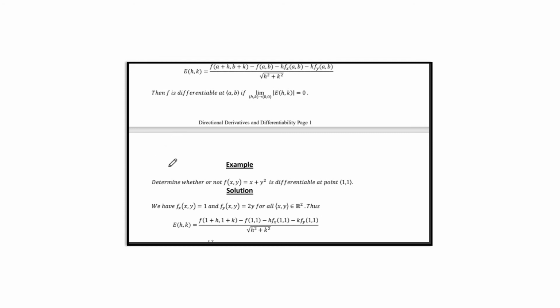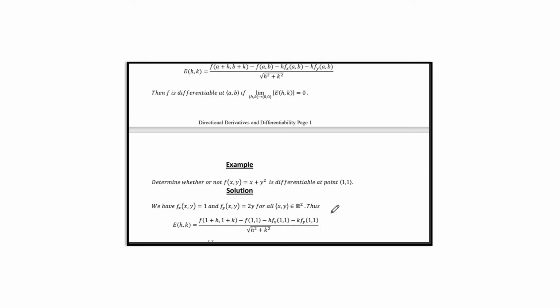So the question says, determine whether or not f of x, y equals x plus y squared is differentiable at point (1, 1). Right, so the first thing to do would be to find your partial derivatives. The partial derivative of f with respect to x just becomes 1 because y squared falls away, and the partial derivative with respect to y just becomes 2y, right?